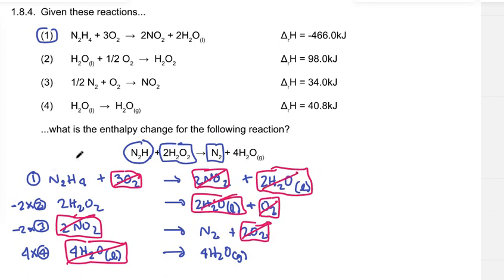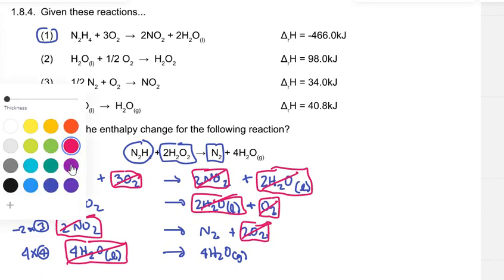And does that leave us with what we wanted? N2H4, check. 2H2O2, check. 1 nitrogen, check. And 4 steam, check. Okay, so all of these reactions came out right. We've built the thing we wanted.